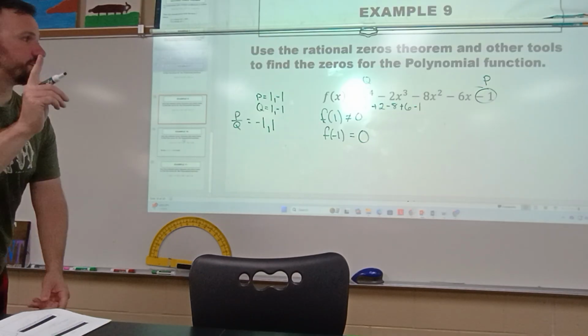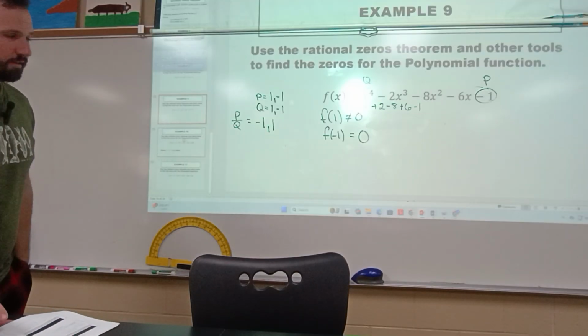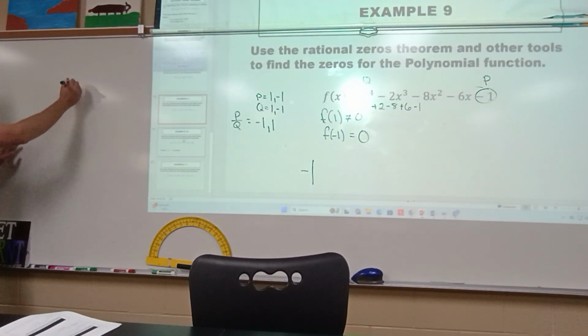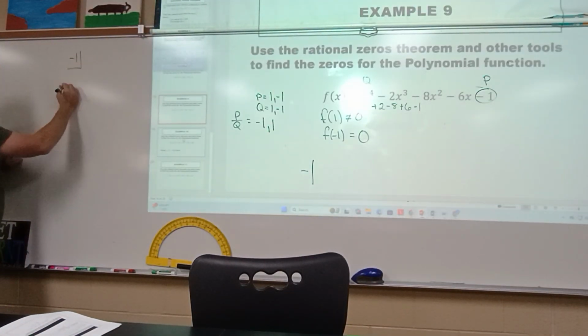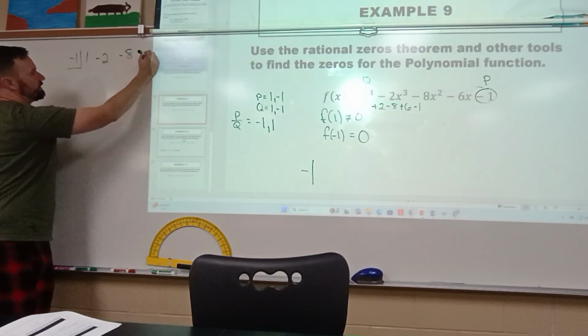So I know one of my zeros is negative 1, correct? So I'm just going to put it down here to remember negative 1 is one of my zeros. Then I'm going to synthetically divide it. 1, negative 2, negative 8, negative 6, negative 1.